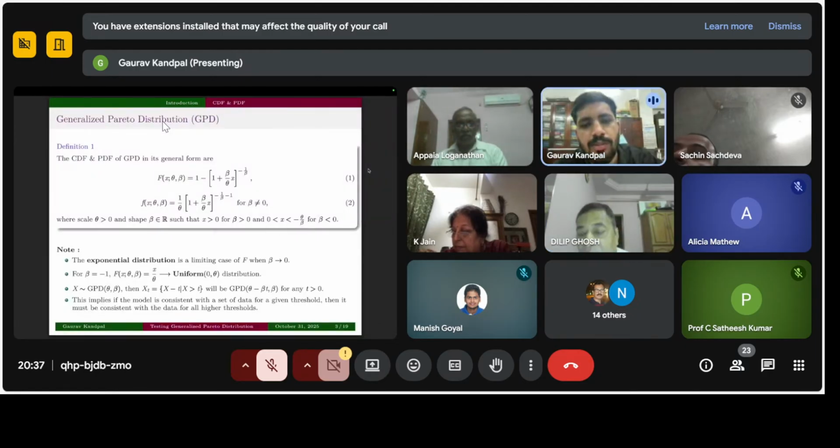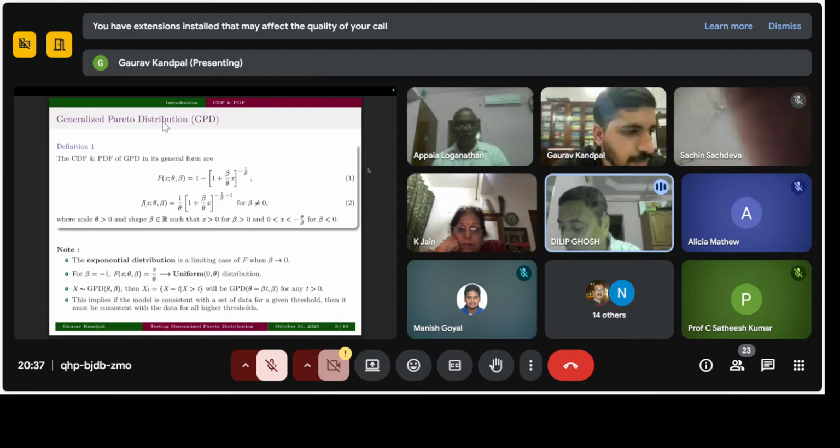Yes, sir. Actually, the exponential distribution is a limiting case of that. If you are simulating it, it gives the exponential distribution as well. In some literature it is given as a limiting case, and in some the distribution is defined so that for beta not equal to 0 the expression is as given, and for beta equal to 0 the expression is equal to the exponential distribution expression.